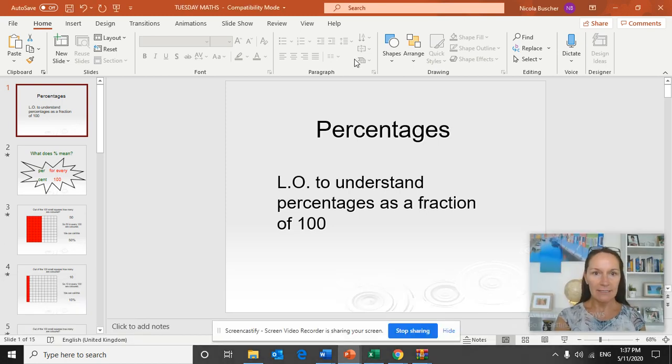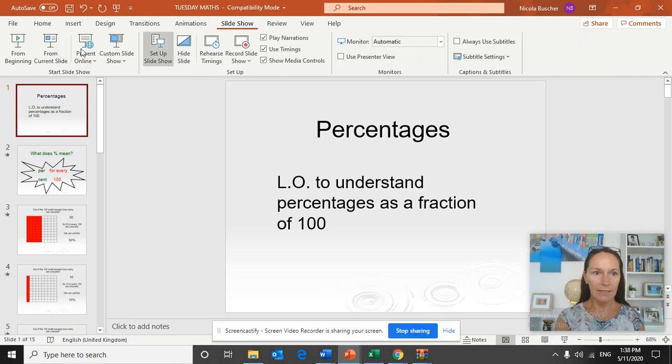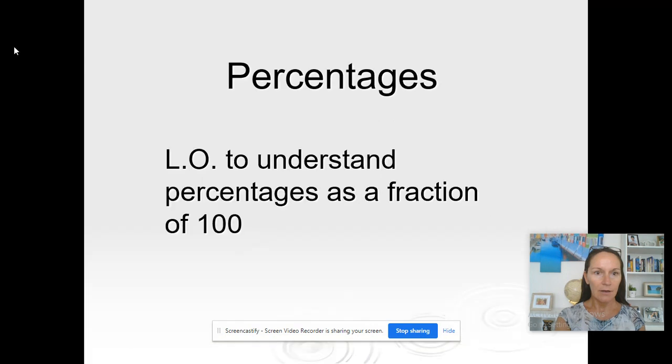So today's maths lesson, you are going to be consolidating what you already learned this week with Eric and John on fractions, decimals and percentages. And today we're going to focus particularly on percentages. And your learning objective is to understand percentages as a fraction of 100.